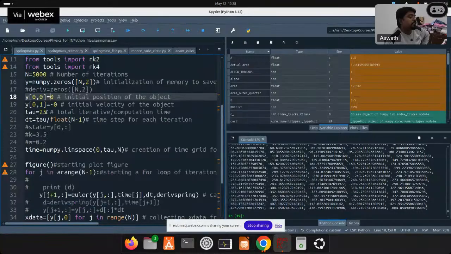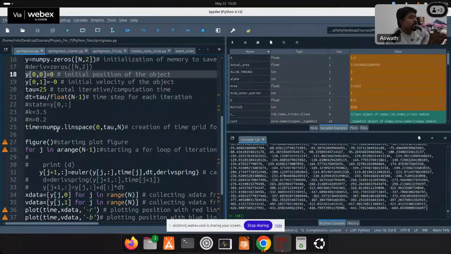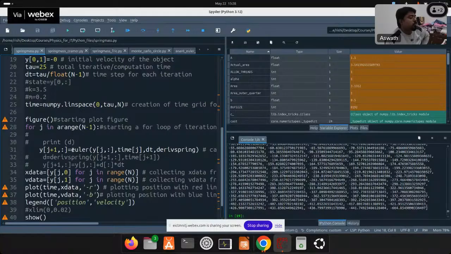I will take the total integration time as 25. The step size is 25 by n, where n is, let's say, 5000 steps. So there are 5000 iterations, and step size is 25 by 5000. It's a very, very small step size. I create a time span, or a linspace, for the given time 0 to 25, and for every point I calculate the new value.